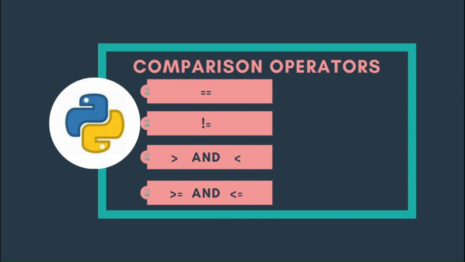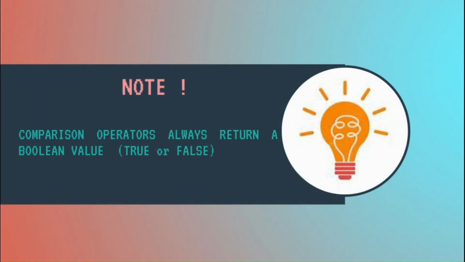Here are the comparison operators in Python. Two equal signs mean equal to, compares if two values are equal. In Python and in programming languages generally, one equal sign is used for assigning a value to something like a variable, and two equal signs mean equality. Not equal to compares if two values are not equal. Greater than, less than, greater than or equal to, and less than or equal to are self-explanatory. Remember that comparison operators always return a Boolean value, true or false.